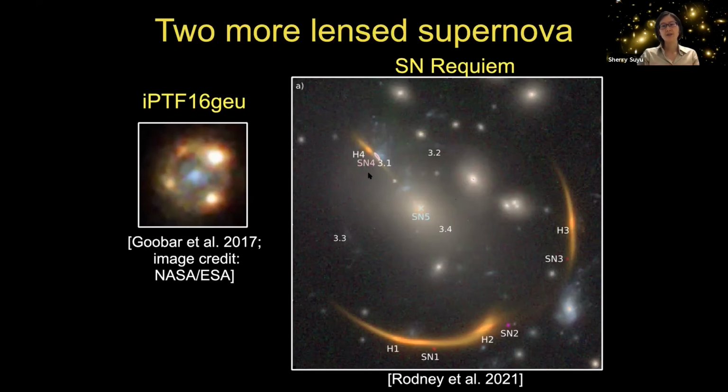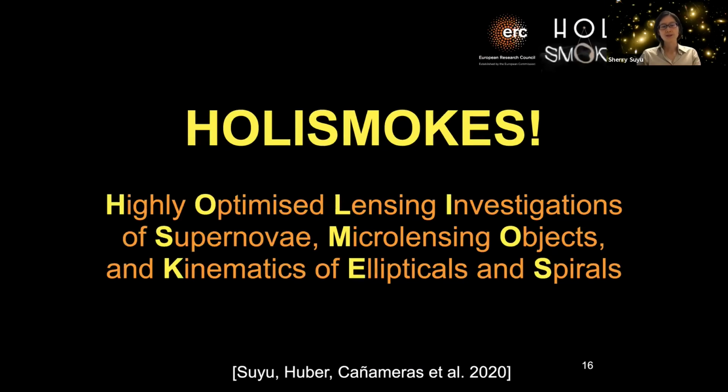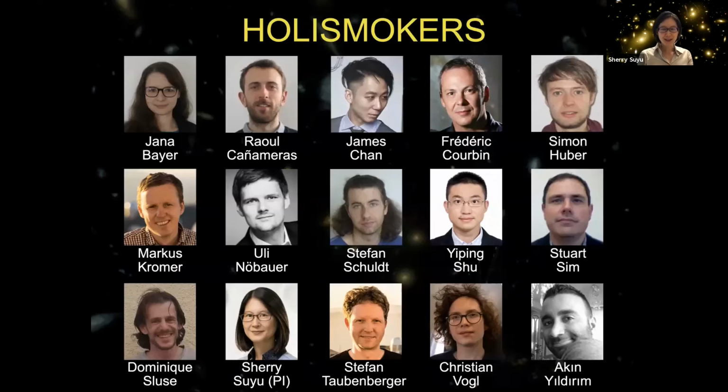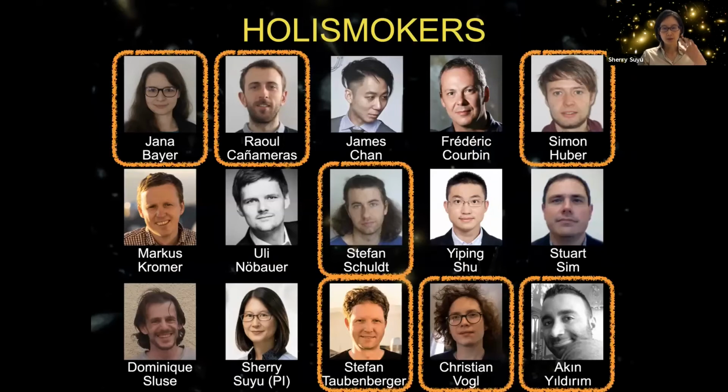And given that, our research group in Munich have started a new research program called HOLISMOKES. HOLISMOKES stands for Highly Optimized Lensing Investigations of Supernovae, Microlensing Objects, and Kinematics of Ellipticals and Spirals. This is funded by the European Research Council. And here are the HOLISMOKES team, who I owe many of my thanks to. And in particular, I'd like to highlight the junior people in Munich, as I will be showing the results of their work for the rest of my talk.